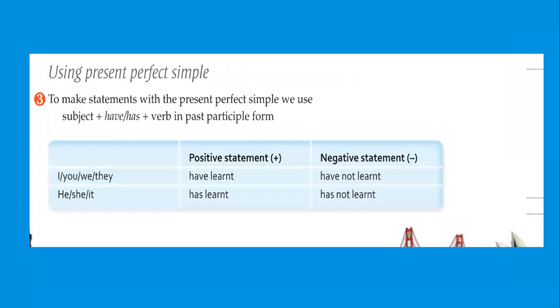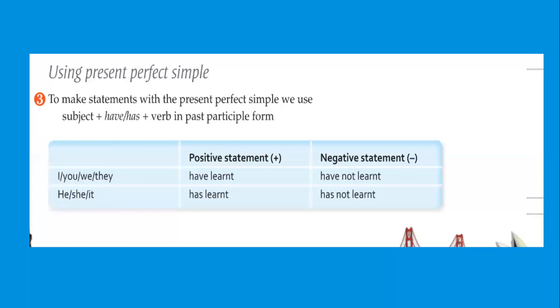Then third, we will use this to make statements with the present perfect simple. Now, what is the sentence format for using present perfect tense? The sentence format will be subject, have or has plus verb in past participle form, that is V3. We know that V1, V2, V3: go, went, gone; take, took, taken. So here the third part, V3, will always come after have, has, had. In present perfect, in past perfect, whenever we are using a perfect tense, we are going to use V3.